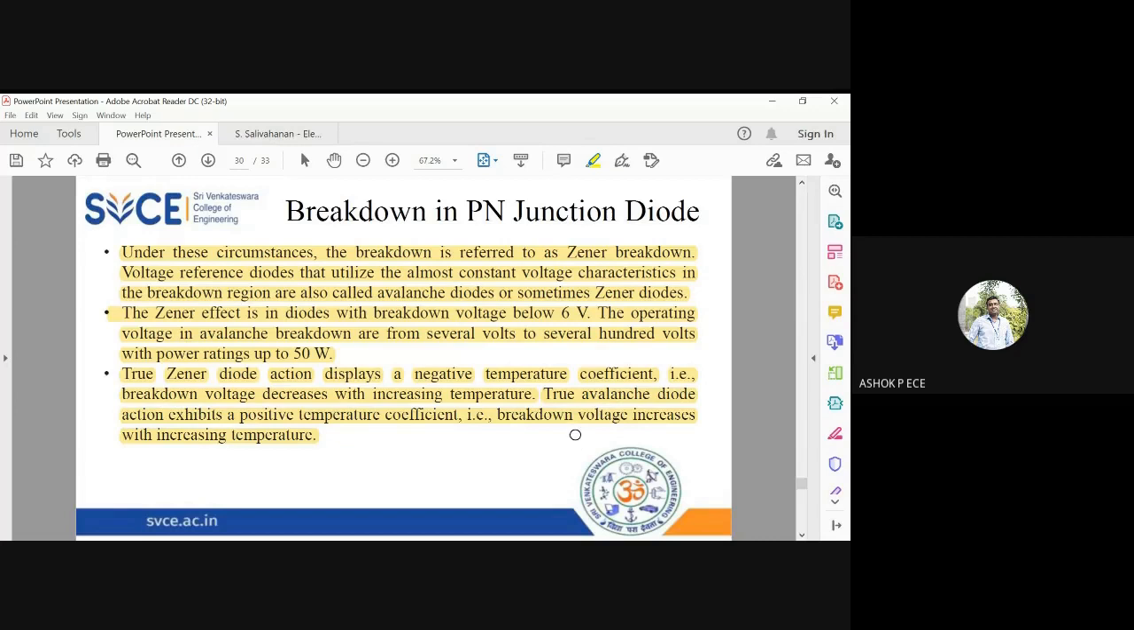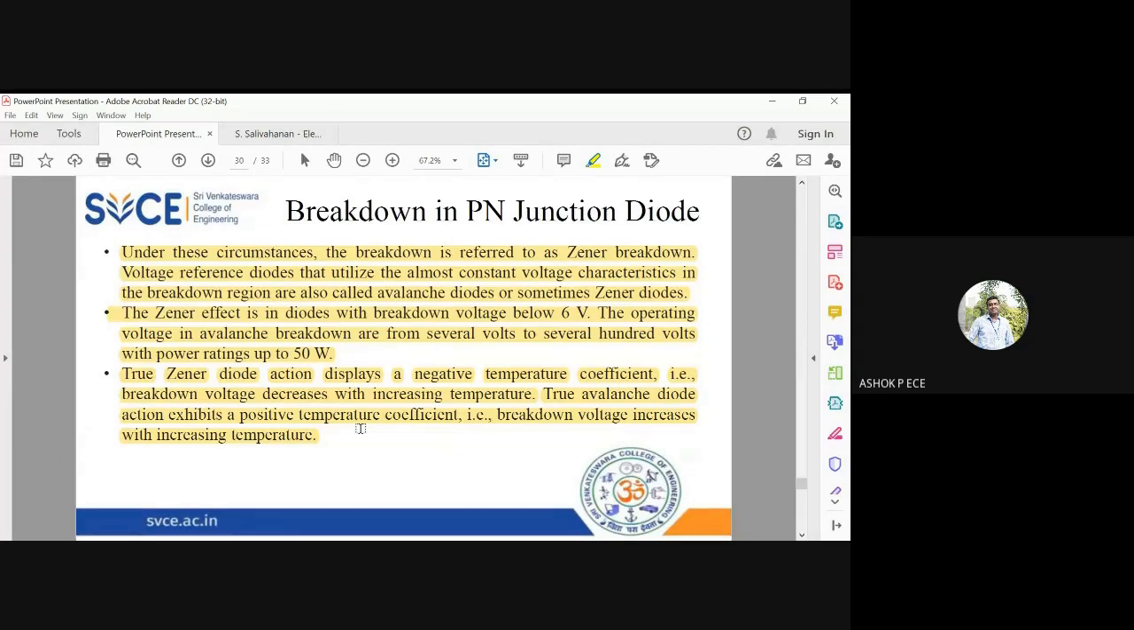Positive means as the temperature increases, the avalanche breakdown voltage is also going to increase. That is the main difference between Zener diode and avalanche breakdown diode. In Zener diode, the breakdown voltage is very, very small, below 6 volt. In PN junction diode, the avalanche breakdown happens at several hundreds of volts.